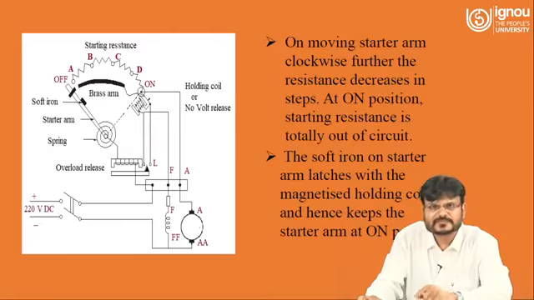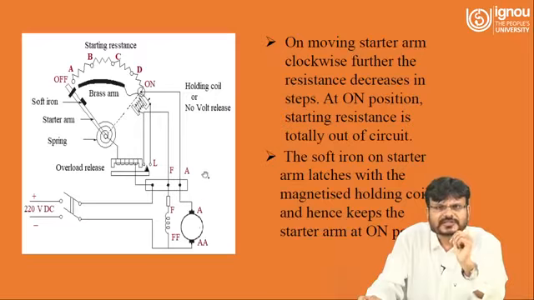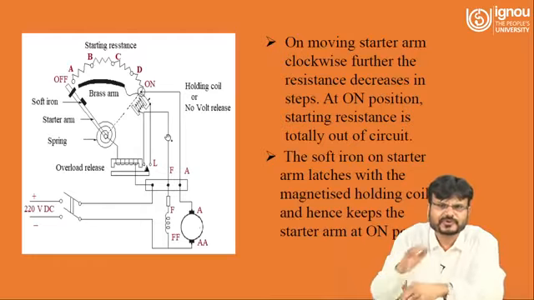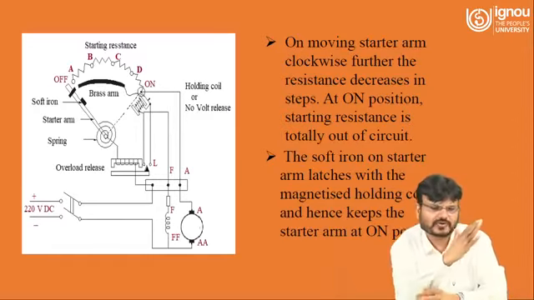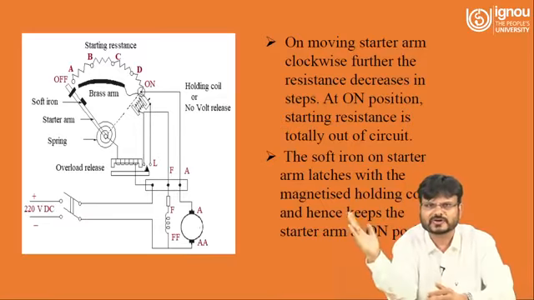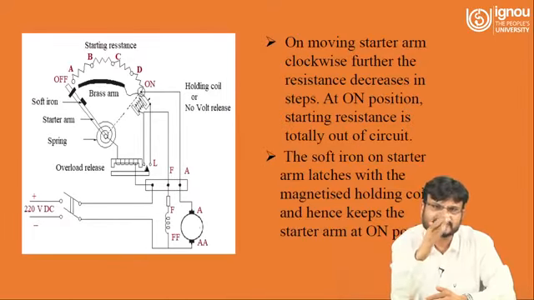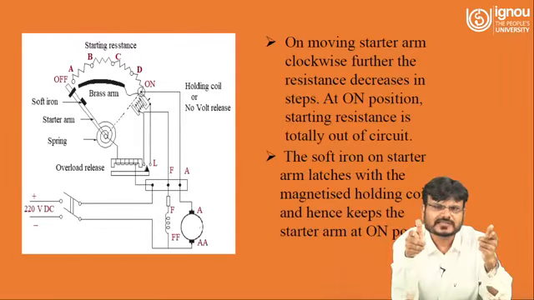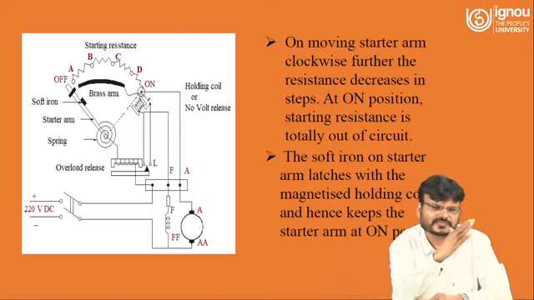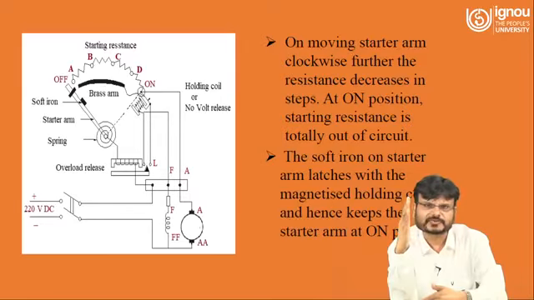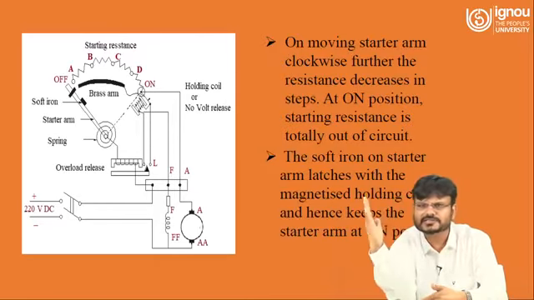Again you can see that on moving the starter arm clockwise, the resistance decreases in steps. So as this arm is moving from the off position to the on position, what is happening here? You can see at this position the whole resistance from A to D is connected in series. Now this arm is moving like this: at this position it is A, then it moves to B, then C, then D, then it comes to the on position.